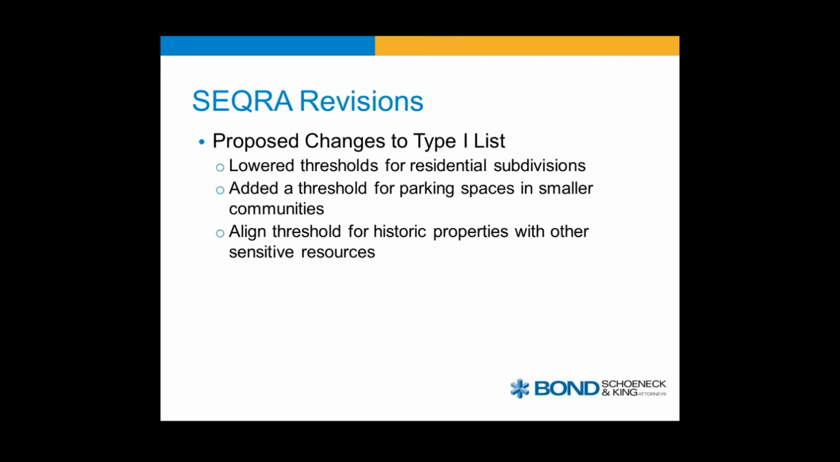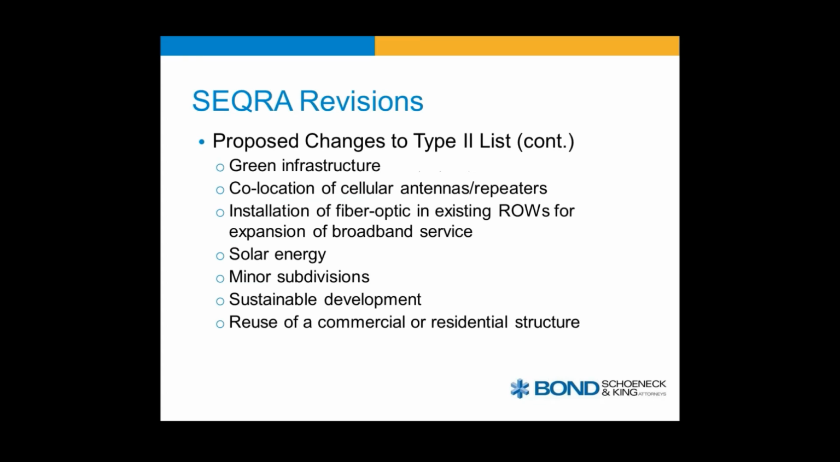And then they are also proposing to align the threshold for historic properties with other sensitive resources. What that means is, for unlisted actions that occur in ag districts or near public land, there's a percentage threshold that the project has to exceed to come into a Type 1 action. Historic properties has always been, if the unlisted action is near or in a historic district or a historic property, then it automatically becomes Type 1, and they felt like that included too many small projects in the Type 1 category just because of proximity. So they're also establishing similar thresholds before an unlisted action near a historic resource becomes subject to the Type 1 requirements.